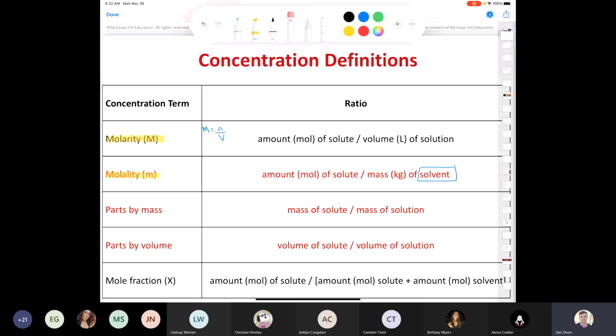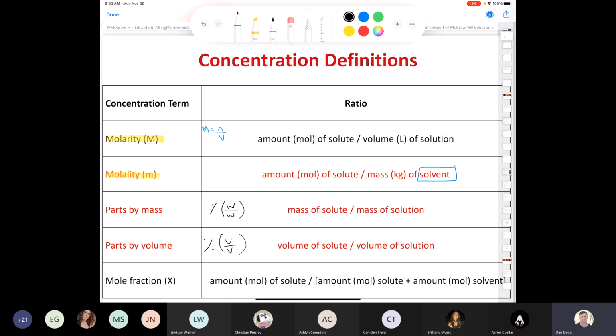The first one, parts by mass, is the mass of solute divided by the mass of solution. We often call this percent W over W, so weight over weight. It's really mass over mass, which is more correct, but that's the representation you'll see if you look at packaging that has percent by mass on it. And for percent by volume, that's percent V over V, a little more intuitive: the volume of solute divided by the volume of solution.